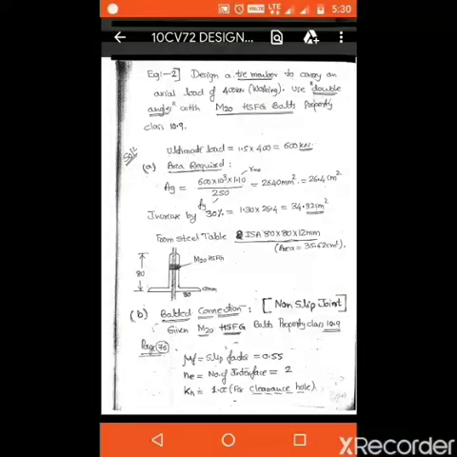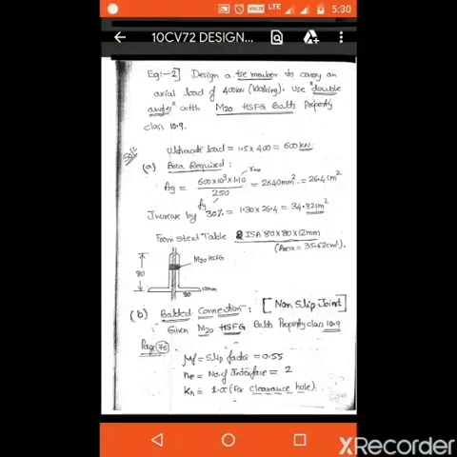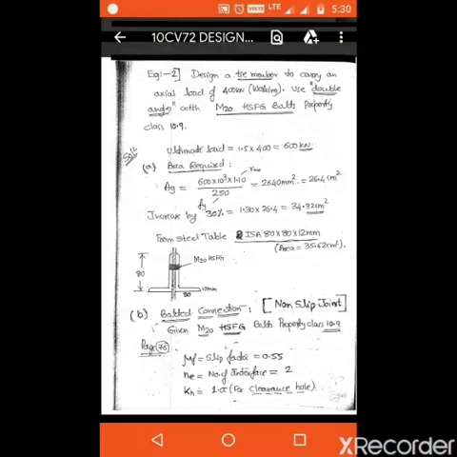Design second problem in design of tension member. Design a tie member to carry an axial load. 400 kilonewton is the working load. Use double angles with M20 HSFG bolts, property class 10.9.